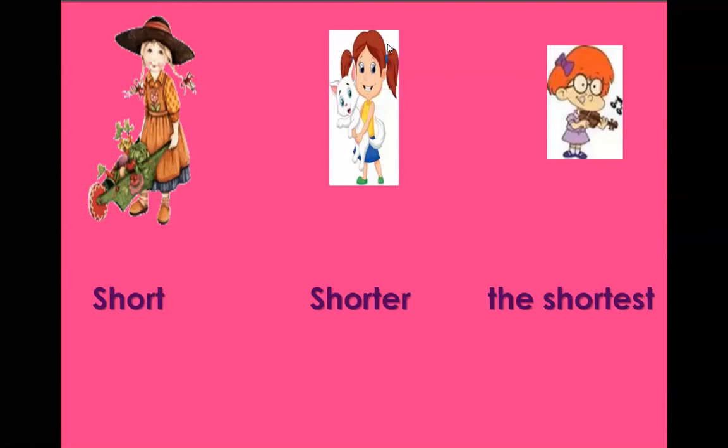How can we form them? Like this example, for a girl: this girl is short, but that girl is shorter than her, and that girl is the shortest. So this is an adjective, it describes the girl, and this is the comparative form to compare between one girl and another, and this is the superlative form, which is the shortest. How can we form them? It's too easy.